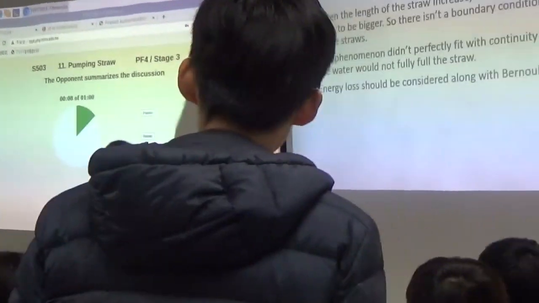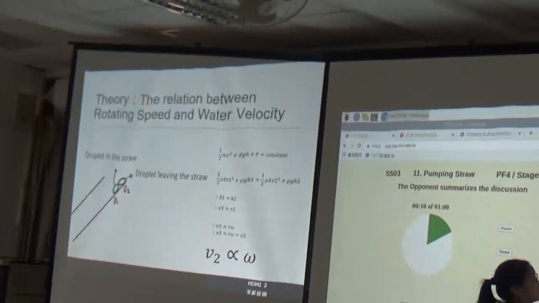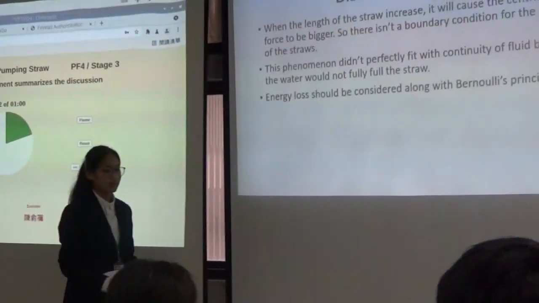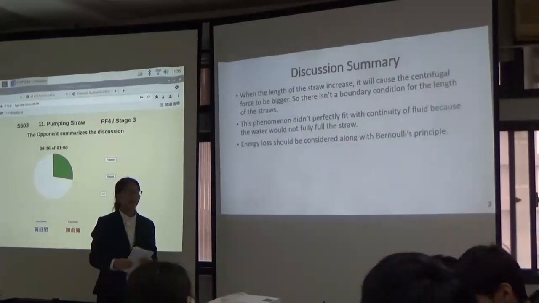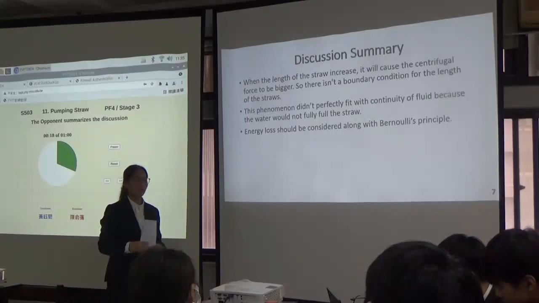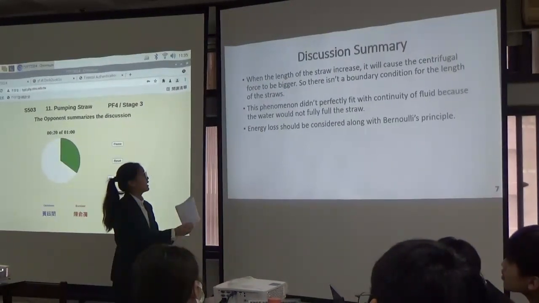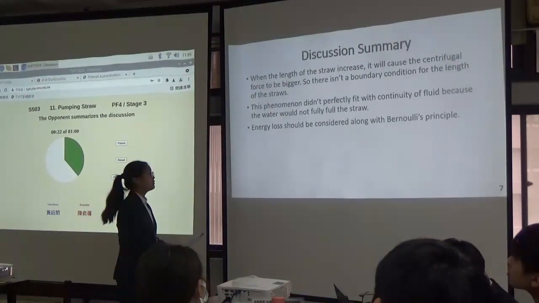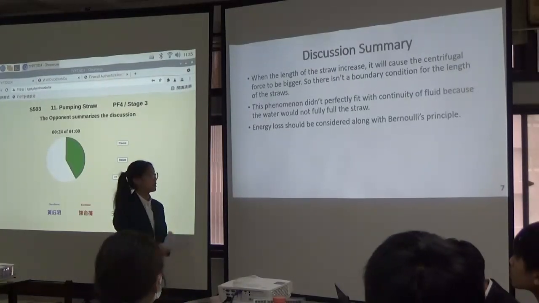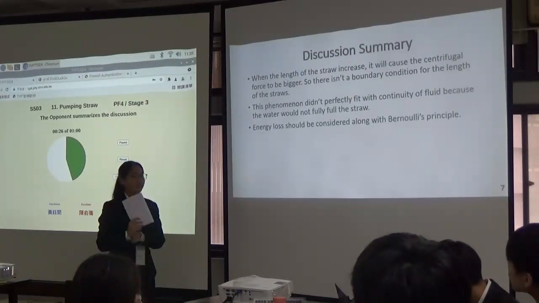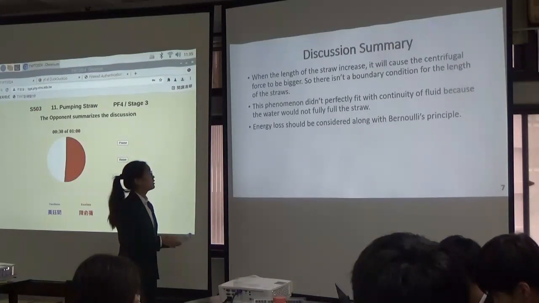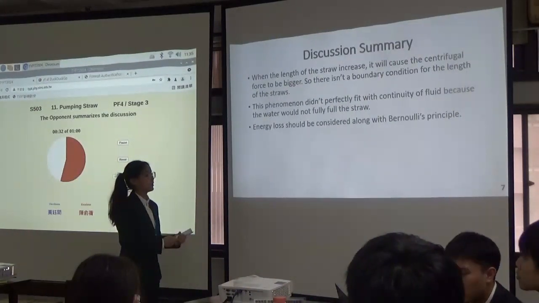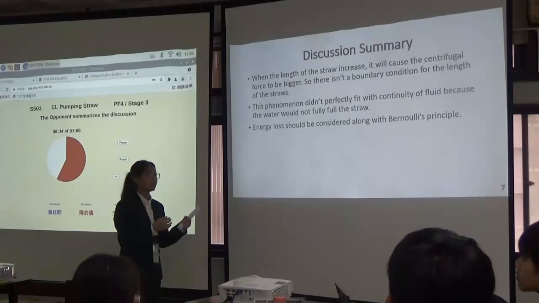For the discussion summaries, we discussed the length of the straw to see how it will affect the phenomenon. The reporter said that the length of the straw won't have a boundary condition, and the water flows out of the straw because of the centrifugal force. However, the opponent thinks that there will be a boundary condition.